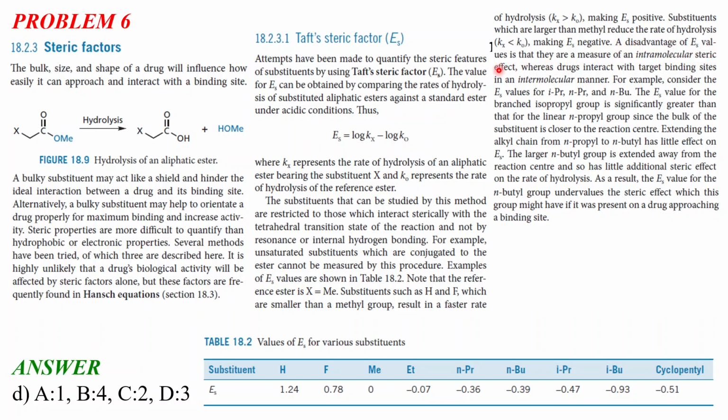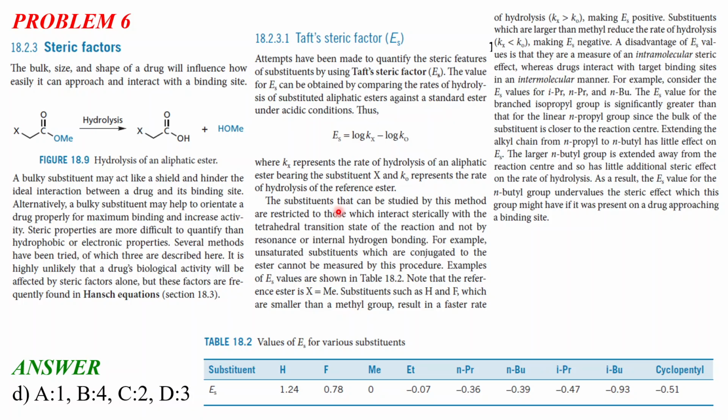The disadvantage of Es values is that they are a measure of an intramolecular steric effect, whereas the drug interacts with the target binding site in an intermolecular manner. For example, consider the Es values of isopropyl, n-propyl, and n-butyl. The Es value of the branched isopropyl is significantly greater than that of the n-propyl group, because the n-propyl is linear, whereas in isopropyl the bulk of the substituent is closer to the reaction center. Expanding the alkyl from n-propyl to n-butyl has little effect on Es. The larger n-butyl group is extended away from the reaction center, so it has little additional steric effect on the hydrolysis. As a result, the Es value for the n-butyl group undervalues the steric effect which this group might present to the drug approaching the binding site.